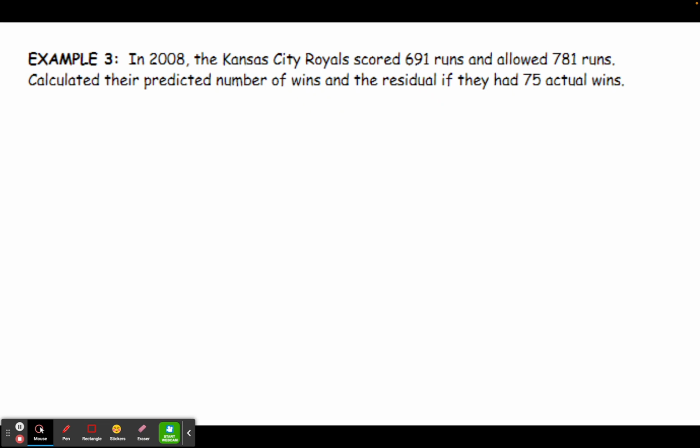In 2008, the Kansas City Royals scored 691 runs and allowed 781 runs. Calculate their predicted number of wins and the residual if they had 75 actual wins. Okay, so there's a couple of steps to this problem. First, we're going to plug those numbers into the formula to figure out their expected winning percentage.